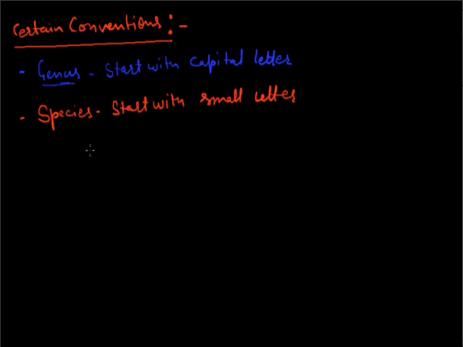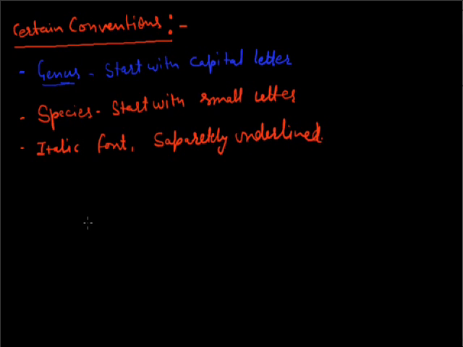The third convention is that scientific names are written in books in italic font. If they are handwritten, they are separately underlined. Separately underlined. Now, the scientific name should be taken from the Latin language. So these are the certain criteria and conventions which are used for the nomenclature of any living beings.